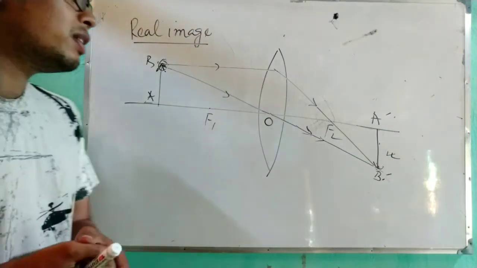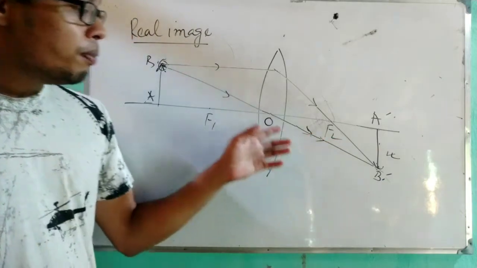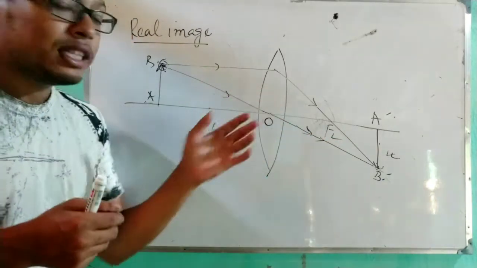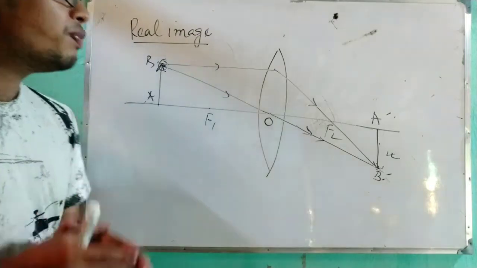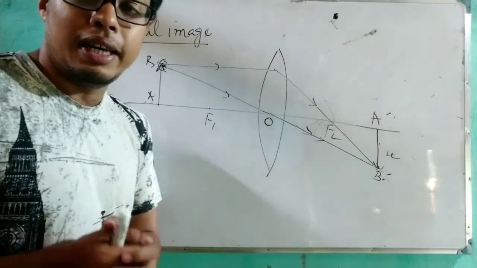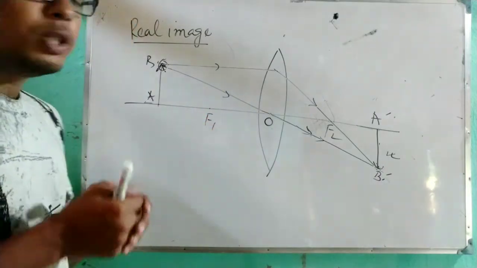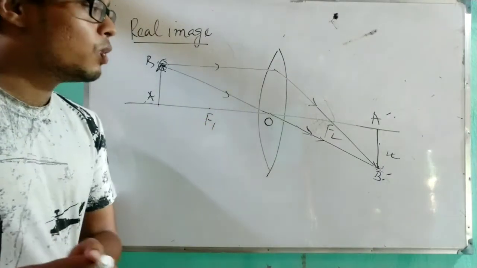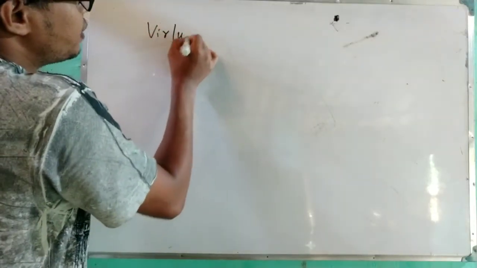So what is the definition? The image which forms by the refracted rays which actually meet. So the image formed by the rays which actually meet is called the real image, or the image which can be obtained on the screen is also called the real image. Clear? Now what is a virtual image?